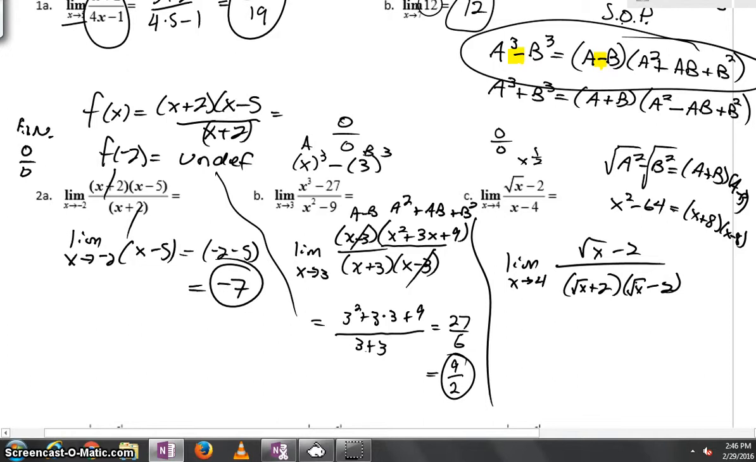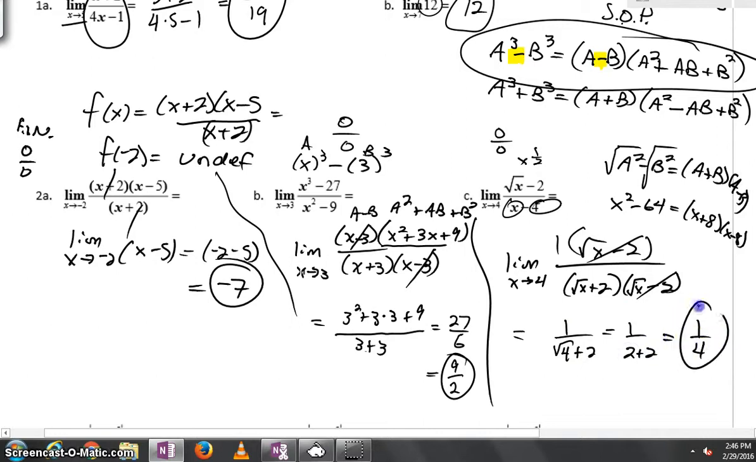Well, we know that the square root of 4 is 2, but then you'd have to take the square root of x also, wouldn't you? Wow. Well, does that help you? You bet it does. These would cancel out. You'd have a 1 up on top. Now you can plug your 4 in. And you'd have 1 over the square root of 4 plus 2. And the square root of 4 is just a 2 itself. 2 plus 2 is a 4. Your final answer is 1/4. Wow.